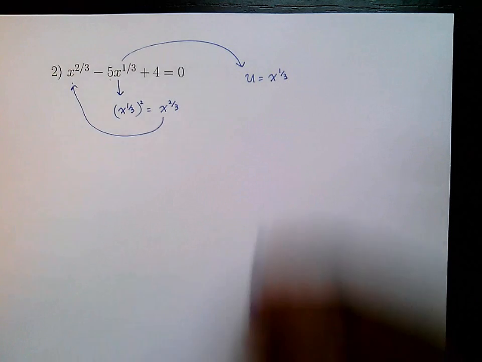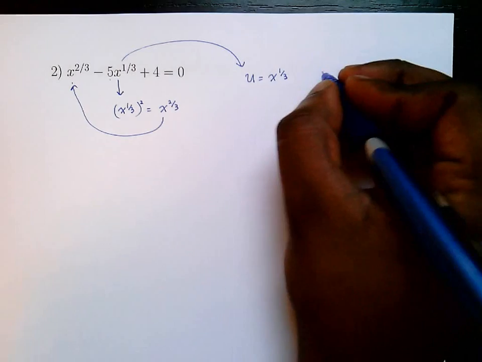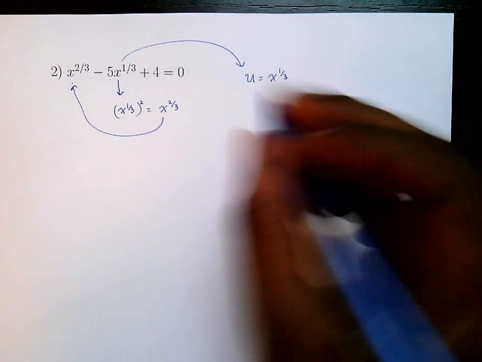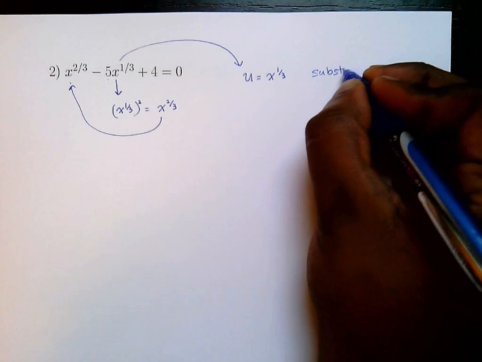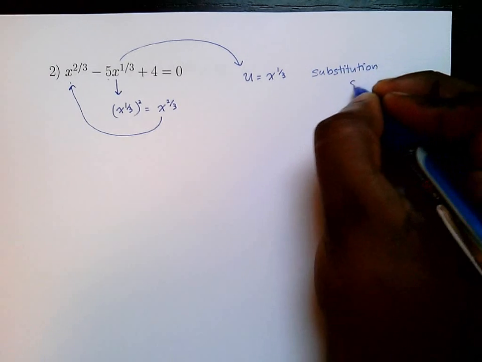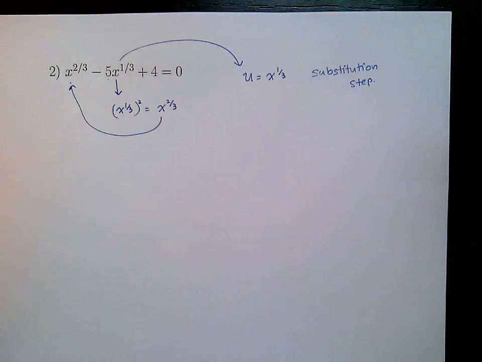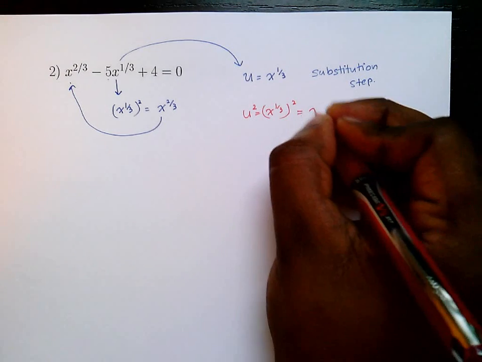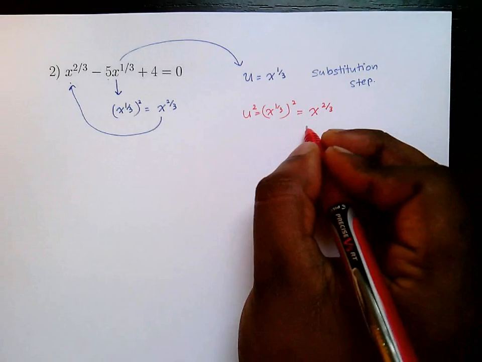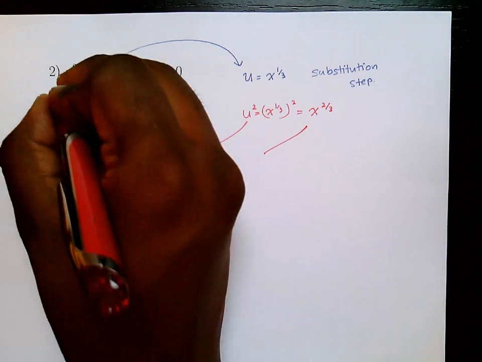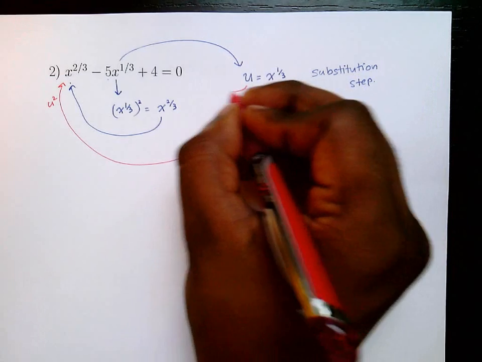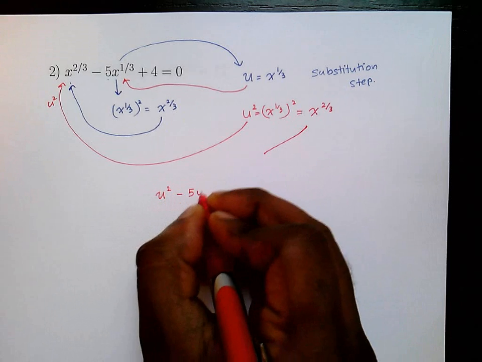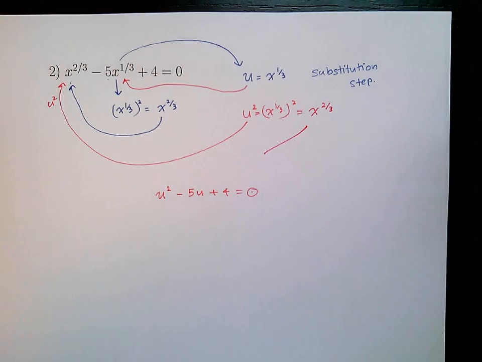that would give you a nice quadratic equation. Let's say u equals x to the 1/3, and that's the substitution step. Let's square both sides and see u squared is x to the 1/3 squared, which is x to the 2/3. So u squared goes in here, u goes in here. So what you end up with is u squared minus 5u plus 4 equals 0.